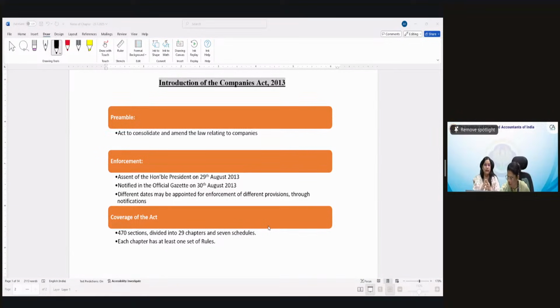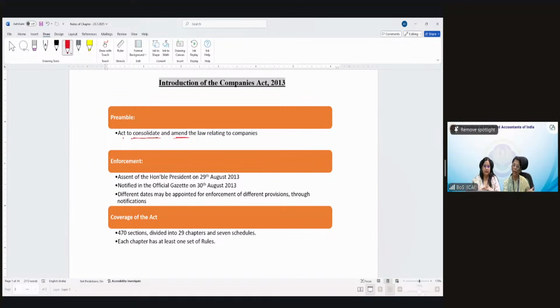consolidate. Kindly remember and repeat these words. So, an act to consolidate and amend the laws relating to companies. This is the exact line that has been written in the law. So what does it mean? When the Companies Act was made, with what intent was it made?